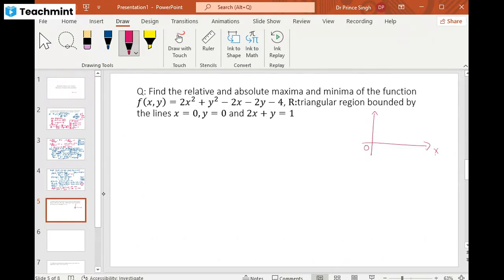Say this is the x-axis, this is the y-axis. So the given region is bounded by x equal to 0. x equal to 0 means the y-axis. y equal to 0 means the x-axis. And 2x plus y equal to 1 means when x equal to 0, y equal to 1, so here the value of y is 1. And when y equal to 0, the value of x is 1 by 2. So this is the point 1 by 2, 0. And this is the point 0, comma 1. If I join them, so basically this is the triangular region we have.